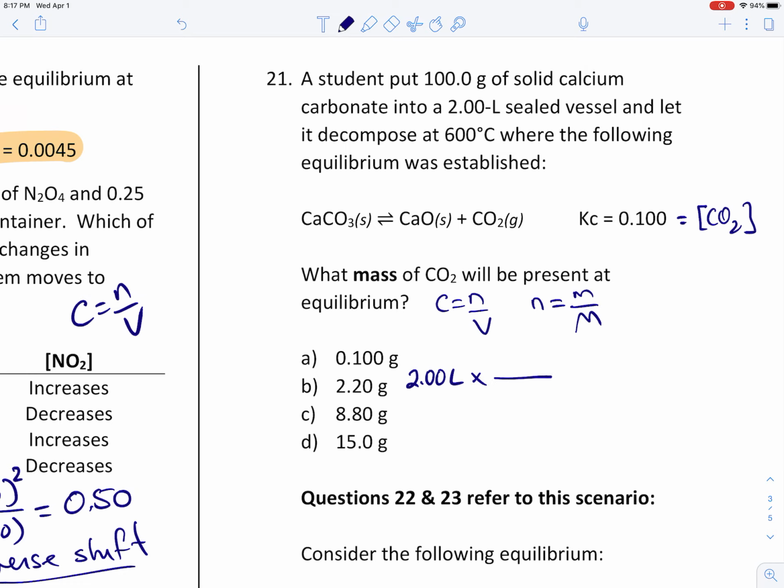2.00 liters, and with one multiplier we'll convert liters into moles of carbon dioxide, and then with a second multiplier we'll convert the moles of CO2 to grams of CO2. In the first case, this is the concentration. Kc value is 0.100, so 0.100 moles per liter. And then the second one is our molar mass of carbon dioxide. 1 mole from a periodic table would weigh 44.01 grams. Grabbing a calculator and evaluating that, 8.80 grams of CO2 would be present.